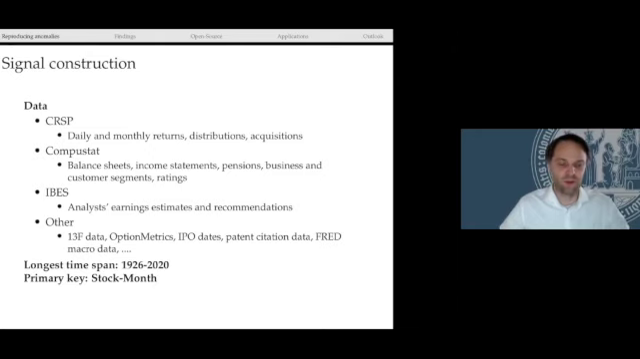The longest time span in our data set is from 1926 to the end of 2020. This is what was available at the time when we finished the draft that is now going to be published. But we plan to extend the data set to 2021 sometime this spring. The primary key in the data set is the stock month. So this is a data set at the monthly level for each stock.